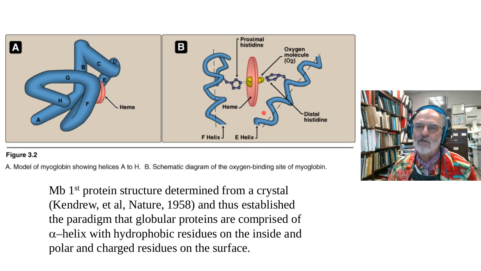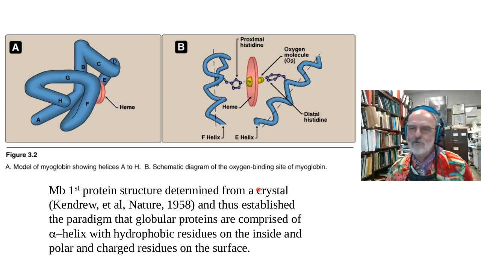Okay, so this is a rendition of a space-filling model of myoglobin. This is the first protein that was structurally crystallized. You can see the heme as this red disc. You can see the helices: the A helix, turn, B, turn, C, turn, into the plane, D, turn, E, turn, F, turn, G, turn, H, turn. So myoglobin is 100% alpha helices with turns.